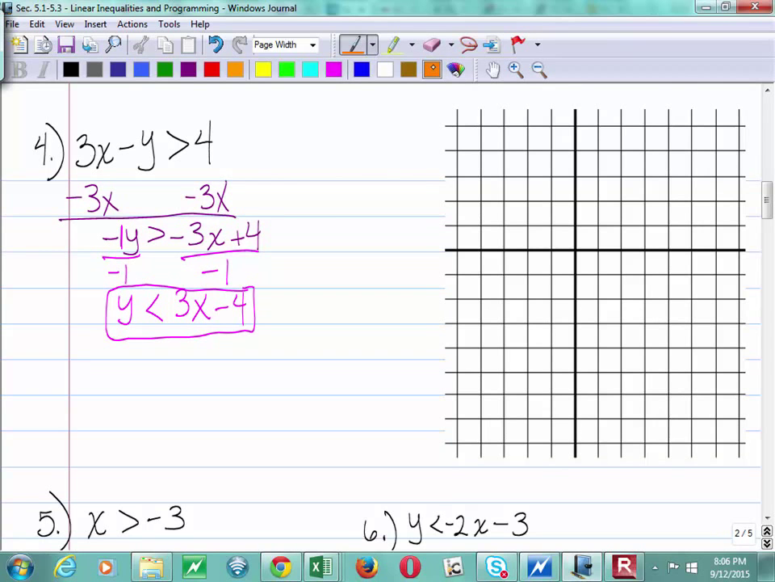Alright, and then we're just going to graph it. The y-intercept is at negative 4. The slope is positive 3, so from there I'm going to go up 3 over 1, and up 3 over 1 again. Then I'll go down 3 and backwards 1. It's strictly less than, so it's going to be a dashed line. And it's less than, so I'm going to shade below.